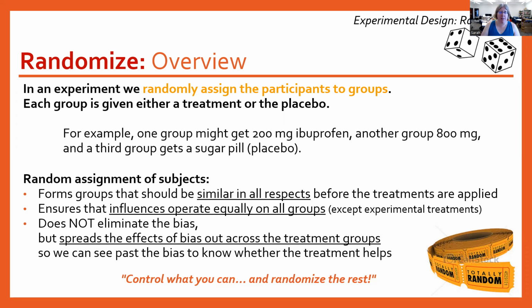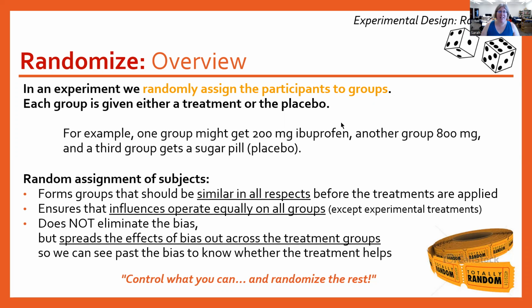This random assignment of subjects does not eliminate the bias, but it spreads the effects of bias out across the treatment groups. So we can do the best we can to minimize bias or get rid of as much as we can, but we can't get rid of all of it. And so what randomizing does is it spreads that bias across all the groups so we can see past it to discover if those treatments are actually helping people.